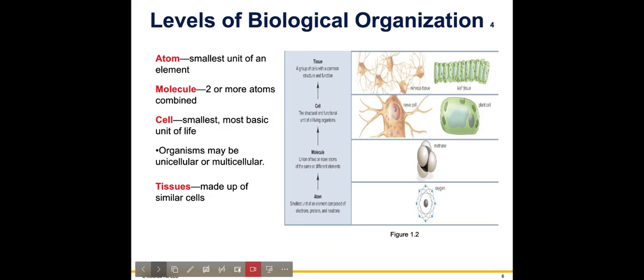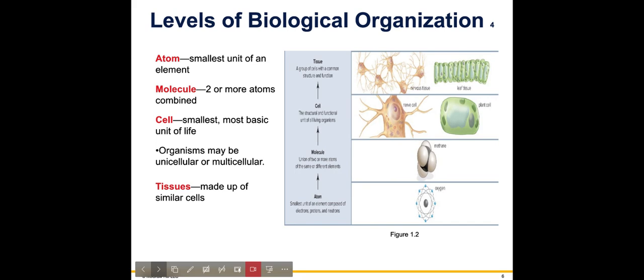First, we have atoms. Atoms are the smallest unit of an element. They're made of electrons, protons, and neutrons. An example might be something like oxygen. A molecule is two or more atoms that are combined together. So we may have carbon and oxygen, or we may have carbon and hydrogens, and we could make something like methane. We can make really large molecules.